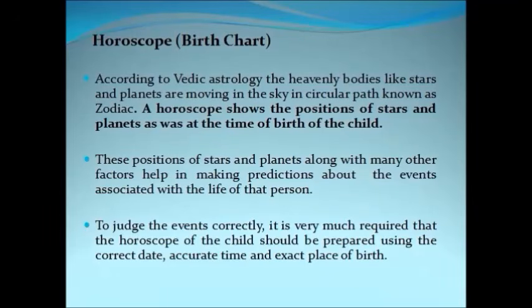First, you must understand what we mean by a horoscope. According to Vedic astrology, the heavenly bodies like stars and planets are moving in the sky in a circular path which is known as the zodiac. A horoscope or birth chart shows the position of stars and planets as they were at the time of birth of the child. These positions of stars and planets, along with many other factors, help in predicting the events associated with the life of that person.